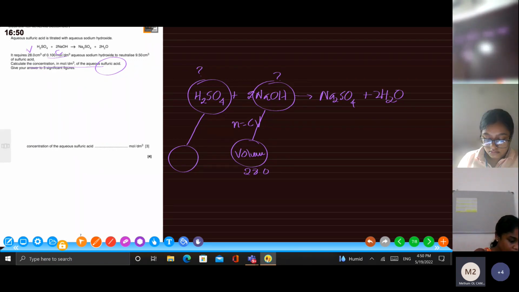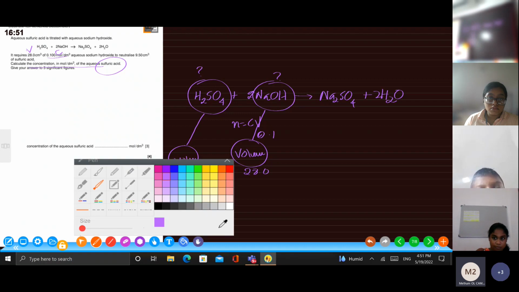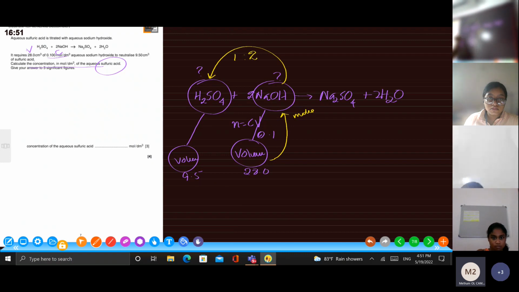It's given as 9.5, 9.5 cm cube of sulfuric acid. That's what you read. So the volume of that is given, 9.5. Now, you know the concentration of sodium hydroxide as well as the volume. So this is where you have to start. You start from sodium hydroxide, find its moles. From sodium hydroxide moles, find the moles of sulfuric. That's going to be the ratio. And from that again, you use n equals CV to find the concentration. That's the order of the calculation.